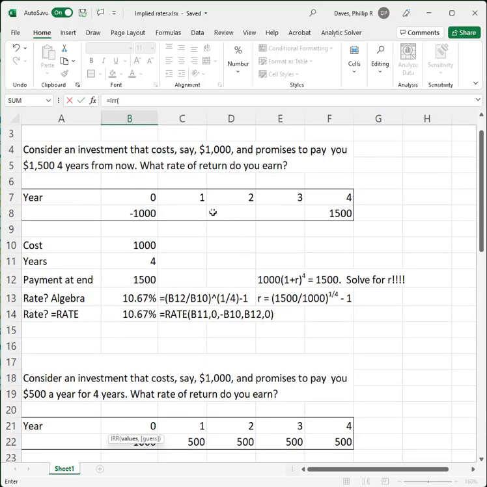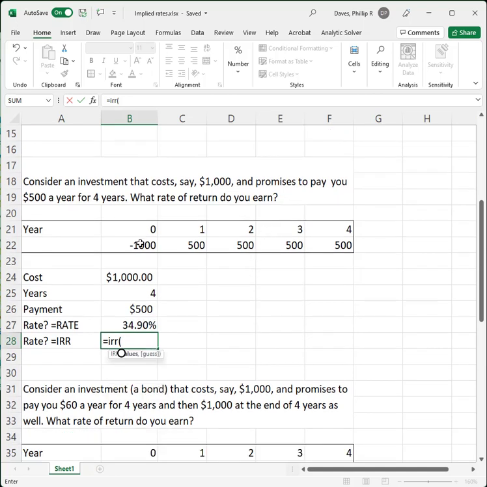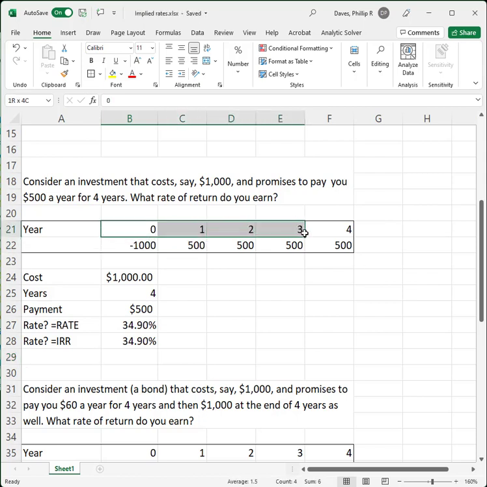If I were to use the IRR function on that first example, I can't just leave these out in years 1, 2, and 3. I'd have to put zeros in years 1, 2, and 3 for this function to work correctly. But all you do is left click on the time zero cash flow, and highlight all the way out to the end of your cash flows. So left click and then drag your mouse over so that you've highlighted this whole region. And then right parenthesis, and hopefully I'll get the same answer. I did, 34.9%. So there is the rate that you're earning on this pretty darn good investment right here.